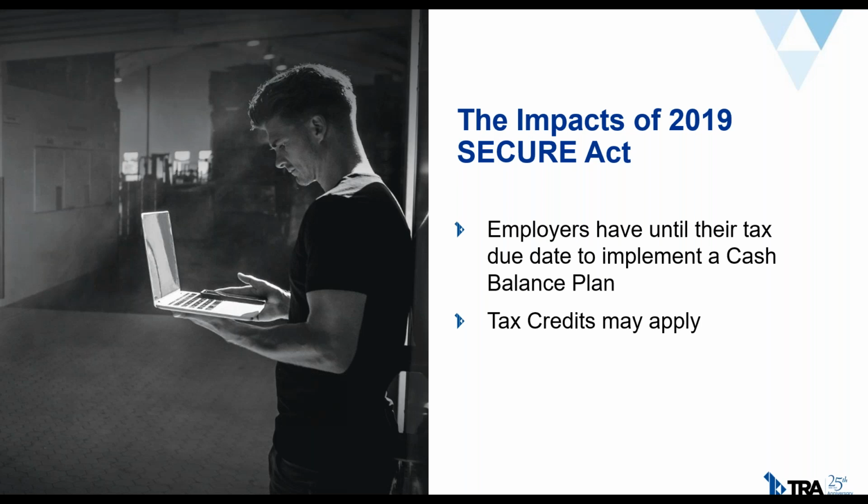The Secure Act is a fantastic opportunity to consider cash balance plans and also profit sharing plans if a plan sponsor doesn't yet have one. Also, the tax credits may apply. If a plan sponsor is eligible and hasn't adopted a plan yet, up to about 50% of the implementation costs, which is what TRA charges to implement these plans on the administrative side, can be covered. So that's another great opportunity as well.